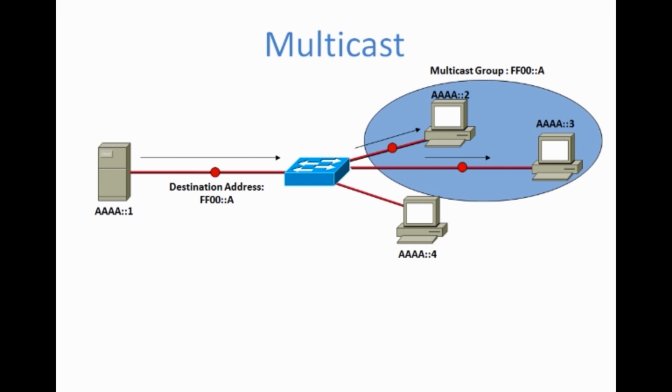Multicast would be called one-to-many communication, because here I'm sending from one IP version 6 address, AAAA:1, to a destination address that's a multicast group number. Remember that range of addresses that I showed you earlier that I said was reserved for multicast? One of those addresses is FF00:A. Notice we have a couple of hosts that have joined that multicast group, specifically the PC with an IP version 6 address of AAAA:2 and the PC that has an address of AAAA:3. Both of those PCs have joined the multicast group of FF00:A. So when we're sending to that group address, that traffic is received by both of these PCs, but it's not received by the PC with the address of AAAA:4 that did not join that group.